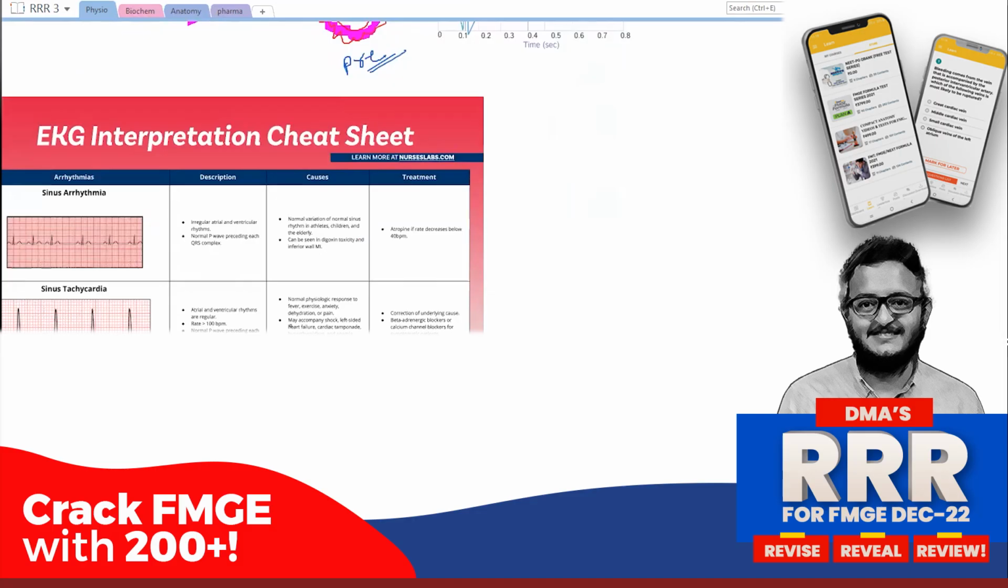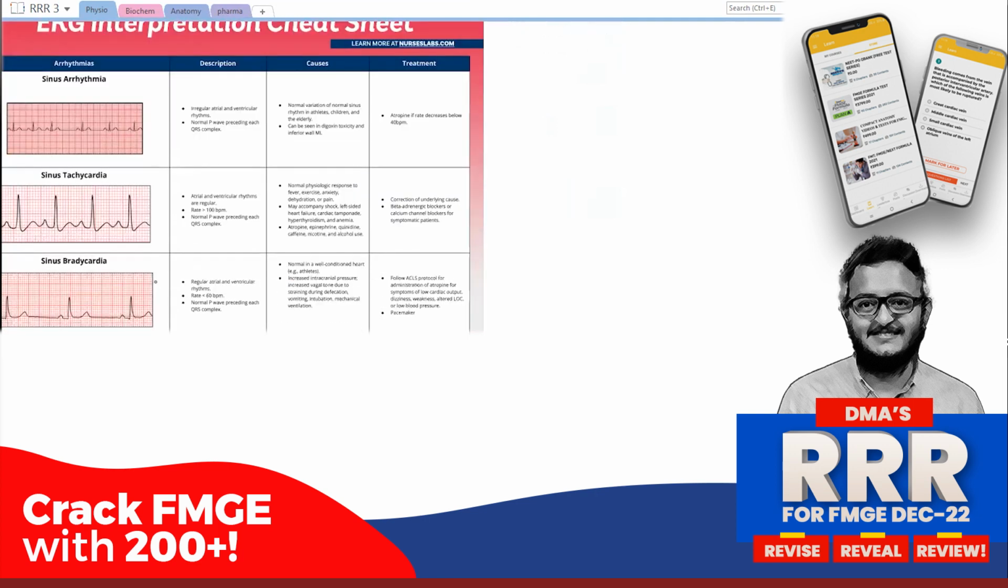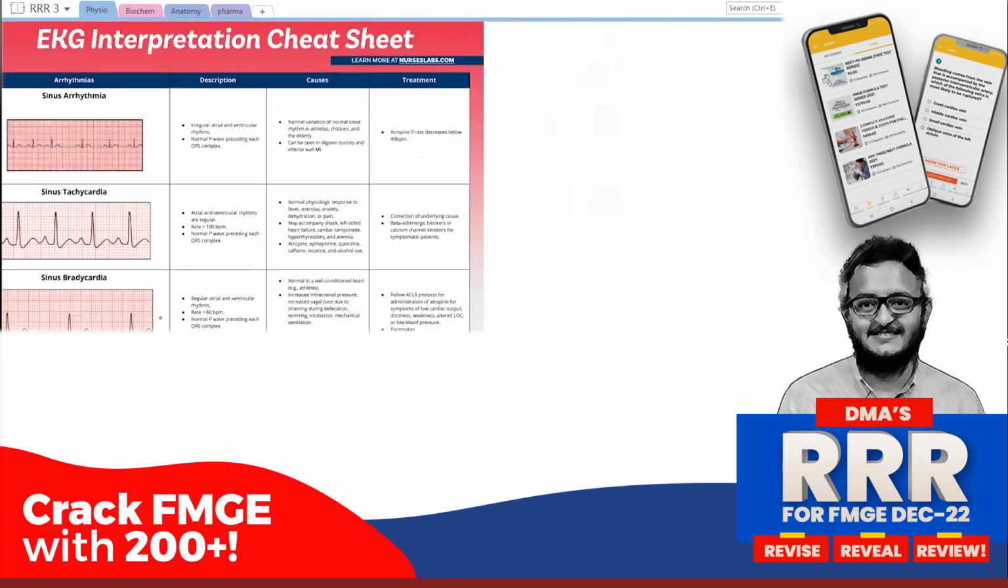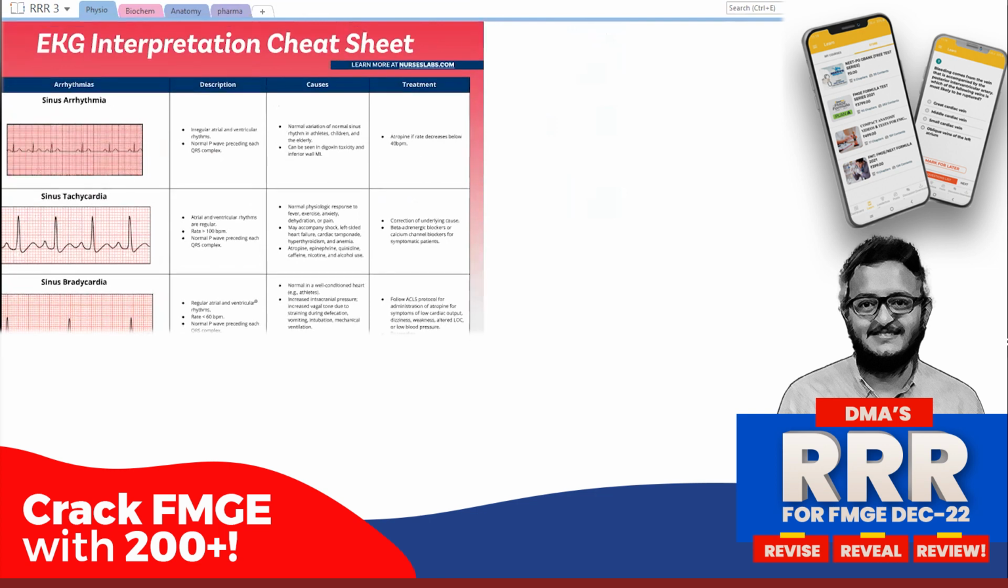Now let me show you some ECGs. These are very much important. ECGs are being asked sometimes, so we cannot just leave a chance.